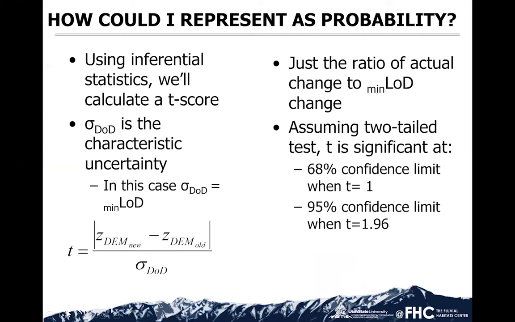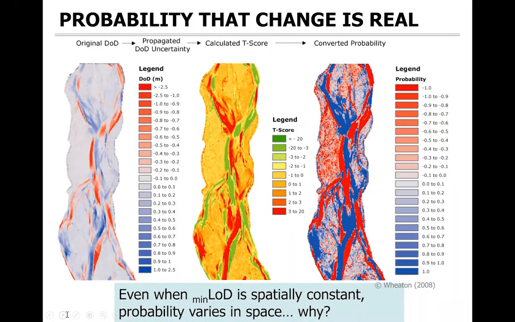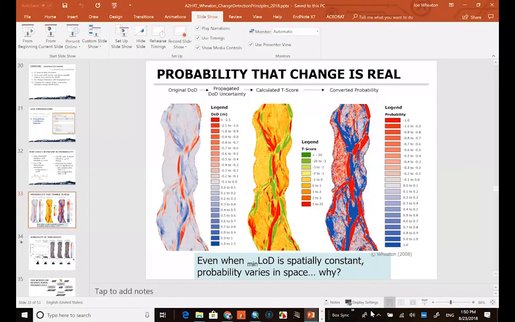And then if we assume this is a two-tailed test and t is significant, t equals 1 would be 68%, which is basically what we just did. Et cetera, we can basically come up with these probabilities. And so what I want to do is just show you how to do that real quick.